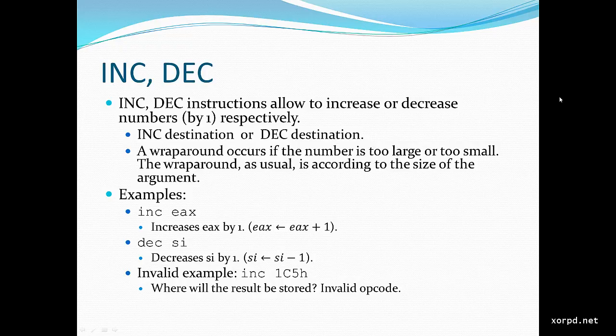A wraparound occurs if the number is too large or too small. The wraparound, as usual, is according to the size of the argument. That means that we might invoke an inc or dec instruction, which might cause a wraparound, an overflow or an underflow of the number. For example, if we decrease a number which is already 0, then it is going to be the maximal number. It will turn into all ones, binary ones. And if we try to increase the largest number, then we are going to get back the number 0.